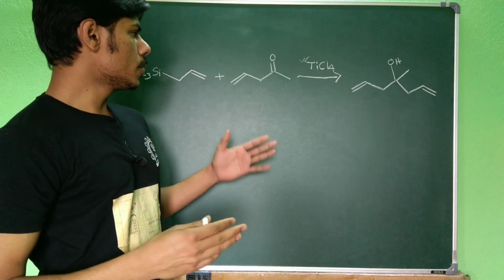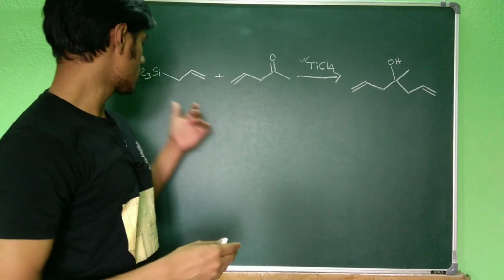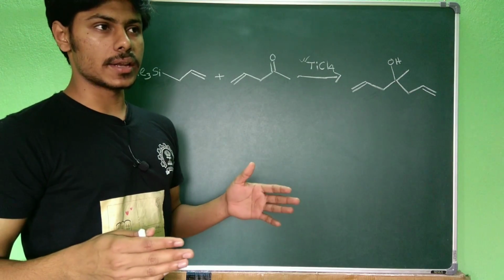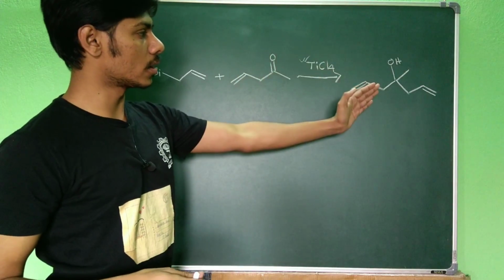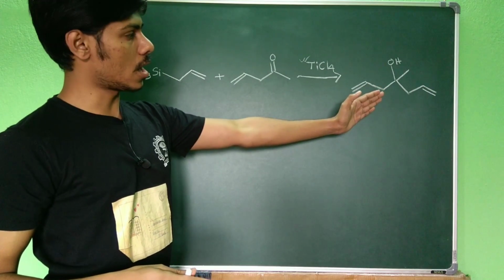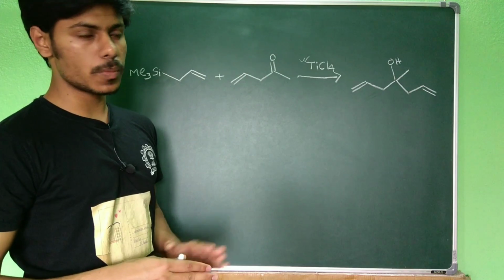So if you don't know the specialty of the allyl silicon reagents which is used here, and if you just know the reaction of Grignard reagents, then you will predict the formation of this product, which is a result of 1,2 addition or direct addition on this carbonyl group.